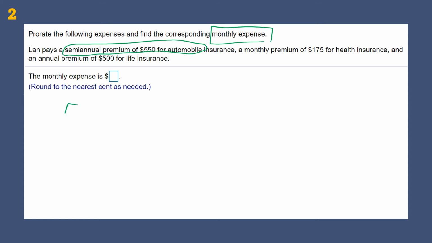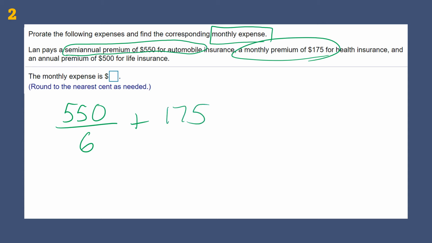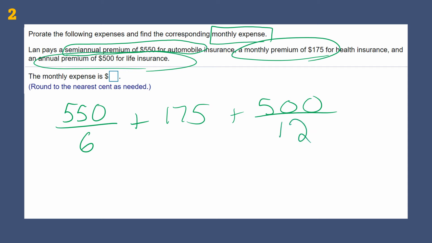So the first thing we have is $550 per 6 months, so I'm going to divide that by 6. The next thing we have is a monthly premium of $175 for health insurance, so we don't need to divide at all. It's already monthly. And the last thing we have is an annual premium of $500. We don't have to pay $500 a month. We have to pay $500 every 12 months, and so that would be how we get our answer. But make sure we round to the nearest cent because we're dealing with money.